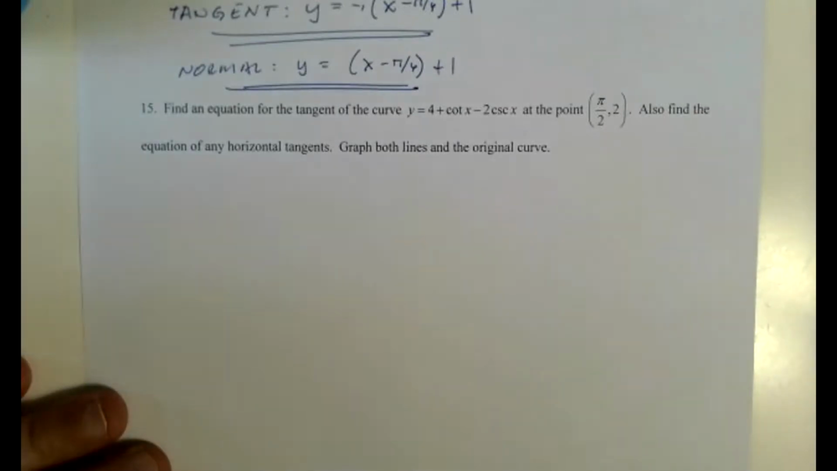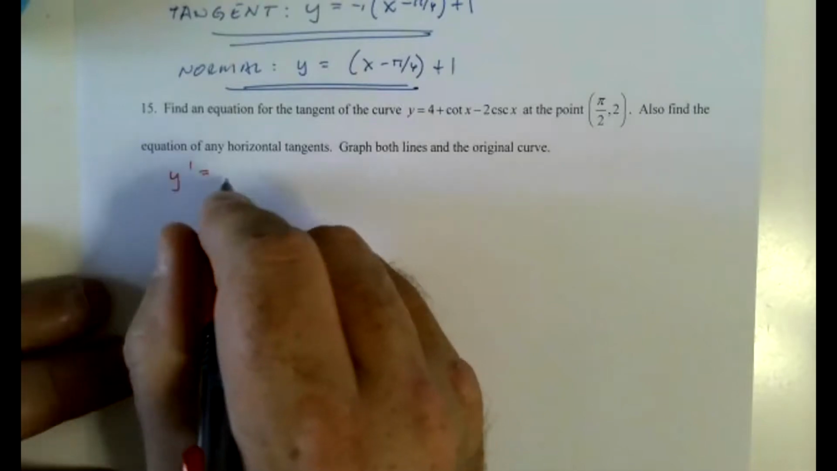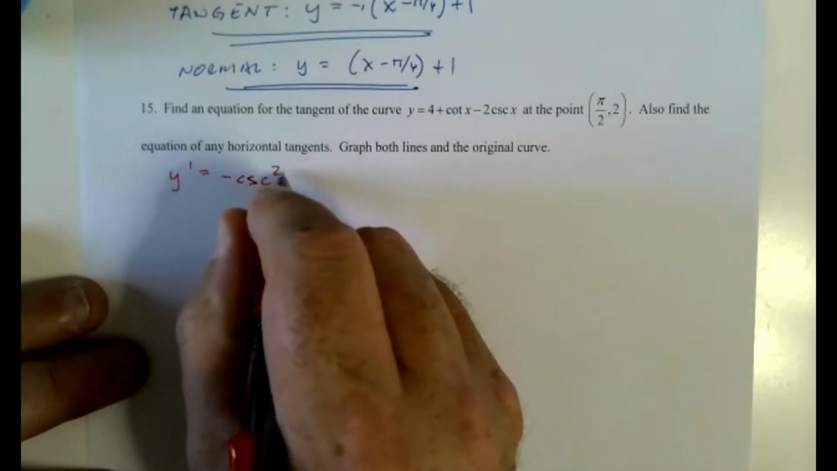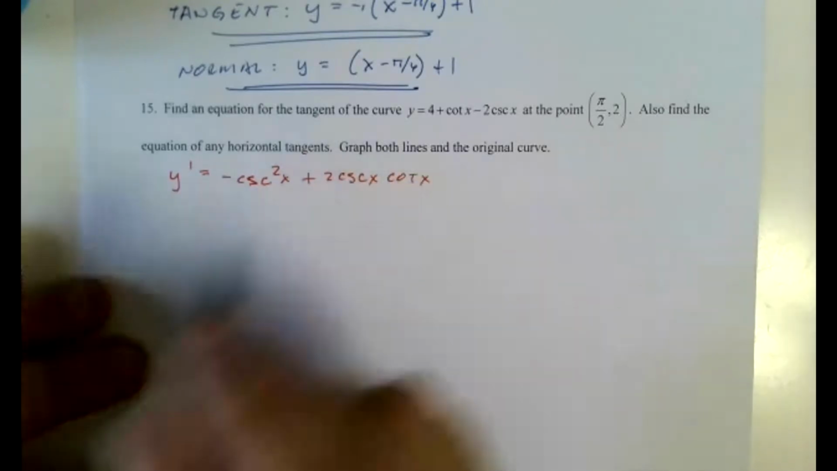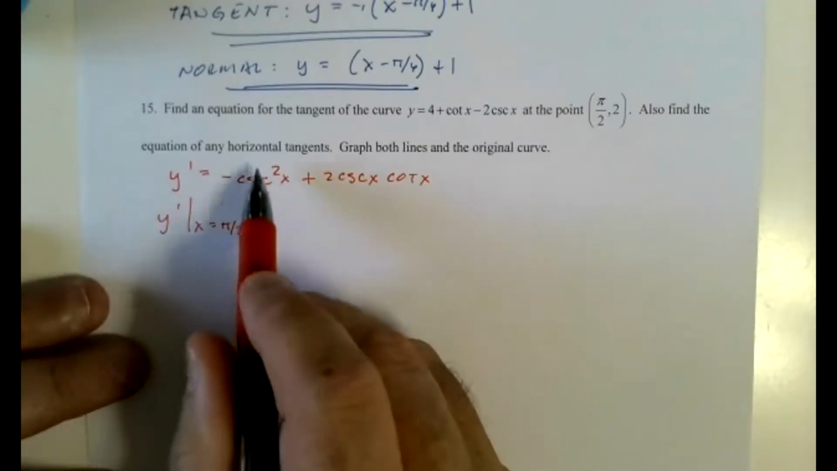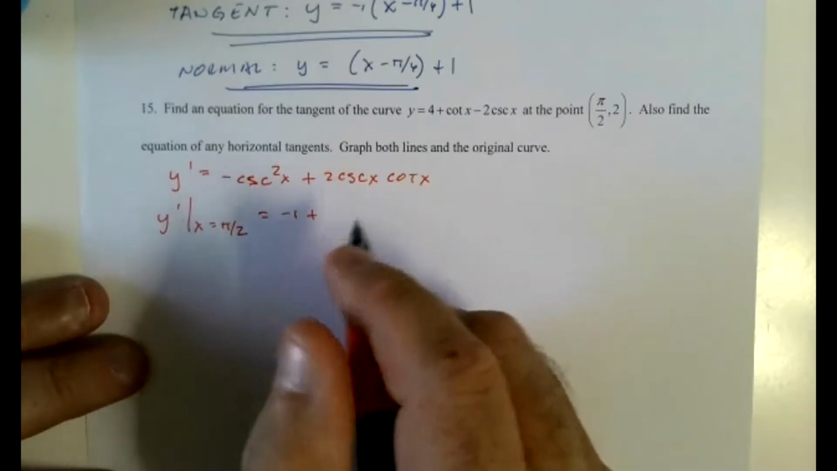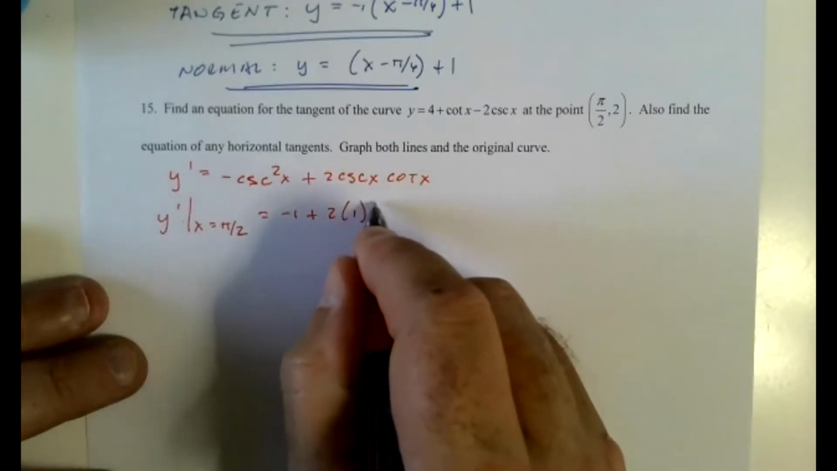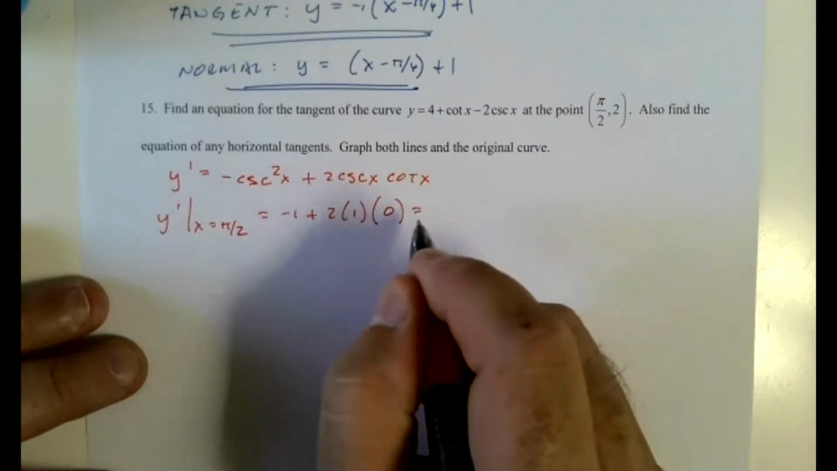Find equation for tangent, curve, point. Let's find the equation of many horizontal tangents. Maybe work here. How dare they? y prime equals negative cosecant, right? Secant squared x plus 2 cosecant x cotangent x. y prime at x equals pi over 2 equals 1 over sine of pi over 2 is 1, so that's negative 1, plus 2 times 1 times cotangent of pi over 2 is 0. Equals negative 1.